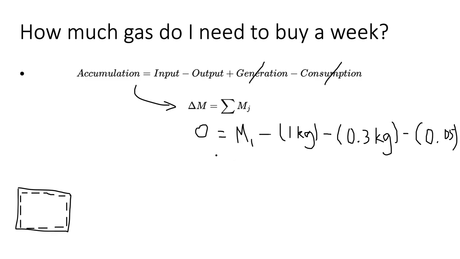Well, then actually we have enough to solve for our unknown variable, which is M1, the amount of gas that I should input into my gas tank once a week. So we just move everything to the other side, and we get that M1 is equal to 1.35 kilograms. So I need to buy 1.35 kilograms of gas, and we could convert that into gallons or cash, depending on the price of the gas. Regardless, we know how much gas I need to buy every week now.